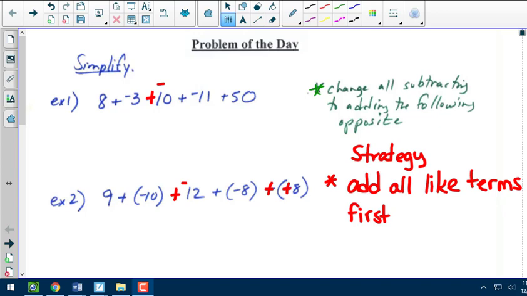Then I like to add all the negatives together, and then add all the positives together, and last do it. But you can choose. But you do have to follow this rule here: change all the subtracting to adding the opposite.